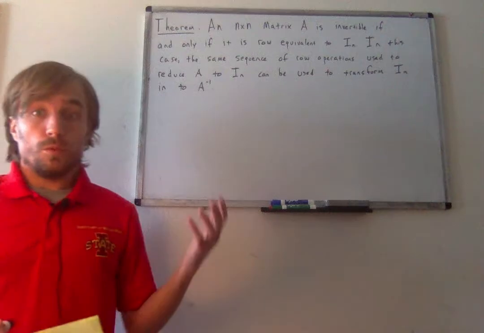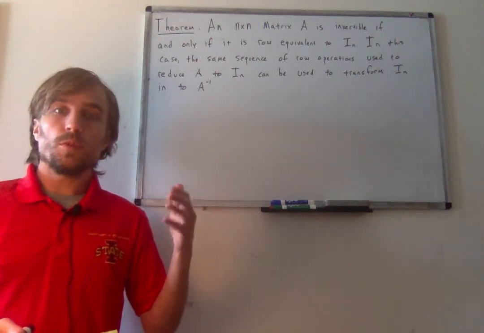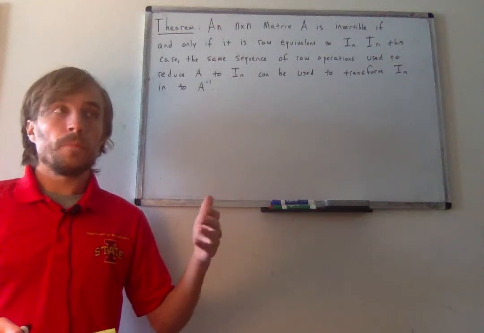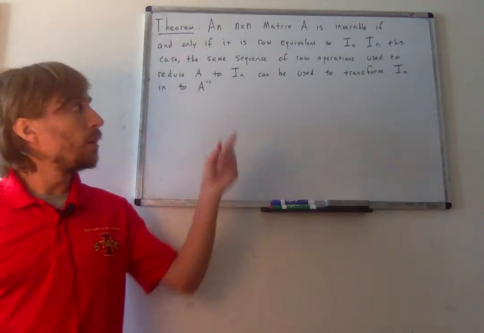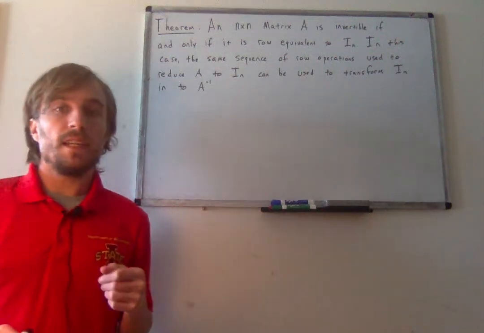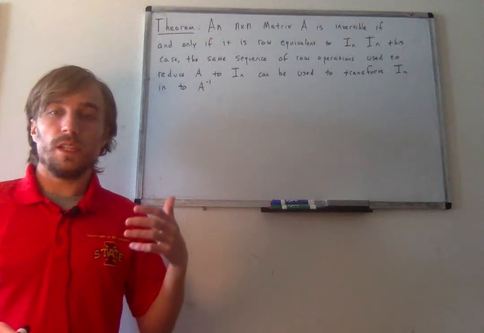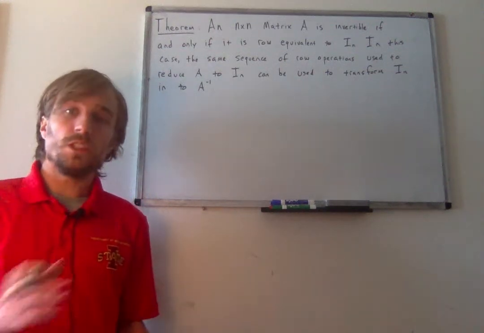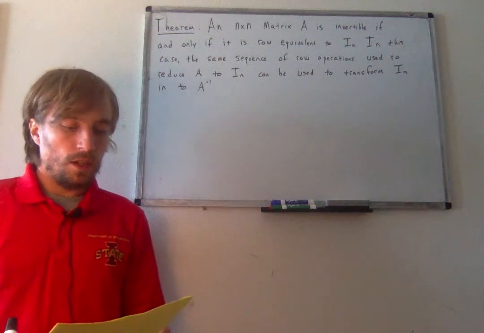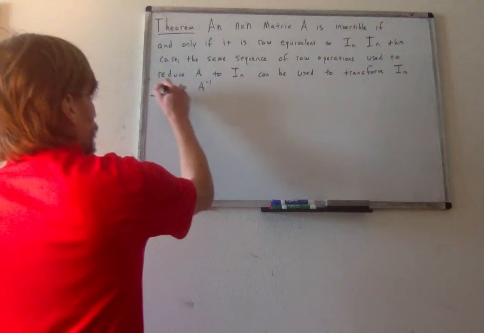And so if we can reduce it to the identity, we just keep track of the row operations we used to do that, and then we perform those same row operations in that same order to transform the identity into A inverse. This second part of the theorem is what we'll use to find an algorithm for finding the inverse, which, like I said, I'll discuss next video. I'll just prove this now.